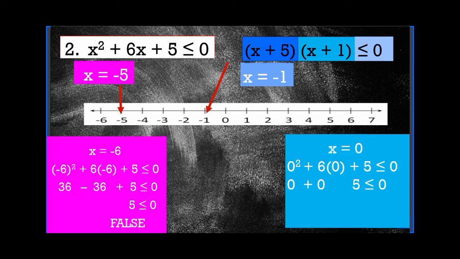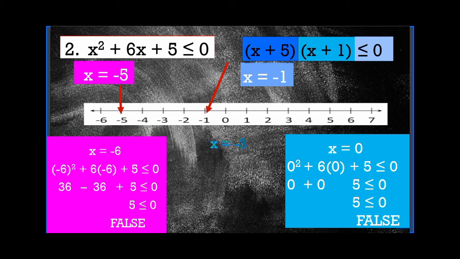Then this is less than or equal to 0. Then, syempre 0 plus 0 is 0 plus 5. So the answer is 5 less than 0. Tama ba? Na ang 5 is less than or equal to 0? Mali. It is a false statement. So ibig sabihin, hindi natin pwedeng gamitin ang mga numbers na greater than negative 1. So ngayon, try naman natin ang mga numbers na less than negative 1.